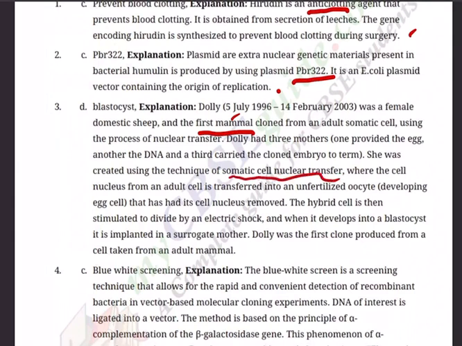This is the technique where the cell nucleus from an adult cell is transferred into an unfertilized oocyte, that is a developing egg cell, that has had its cell nucleus removed. The hybrid cell is then stimulated to divide by an electric shock, and when it develops into a blastocyst, it is implanted into a surrogate mother. Dolly was the first clone produced from a cell taken from an adult mammal.